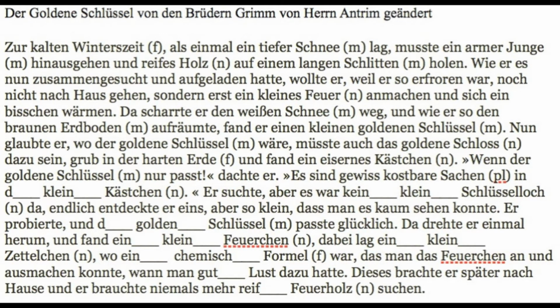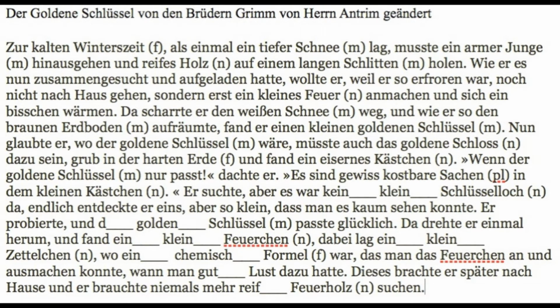In is still a two-way preposition, but in this case it's again dative because we don't have any motion. So this should be the neuter dative forms, dem kleinen Kästchen. War in this next sentence means that we take the nominative case because forms of sein will never take an accusative. So we have to have the neuter nominative case forms for kein kleines Schlüsselloch.